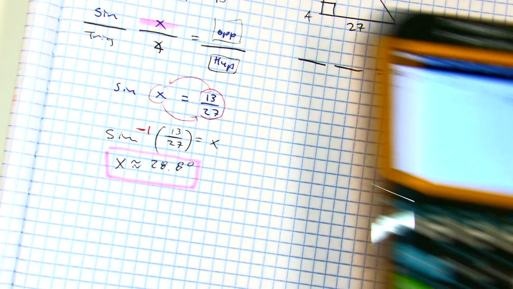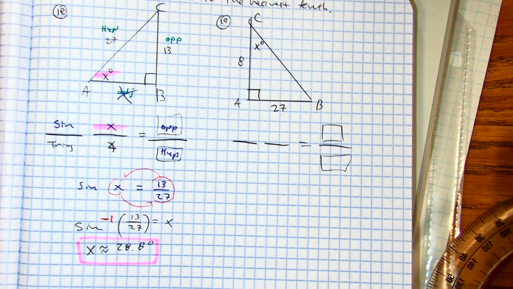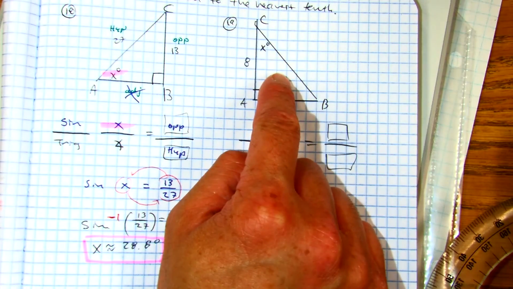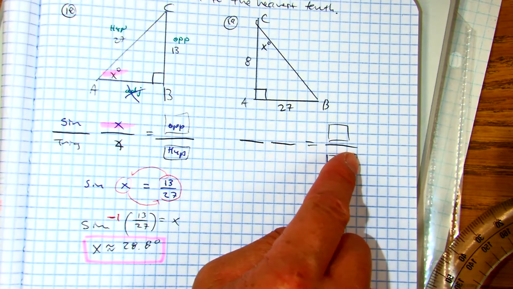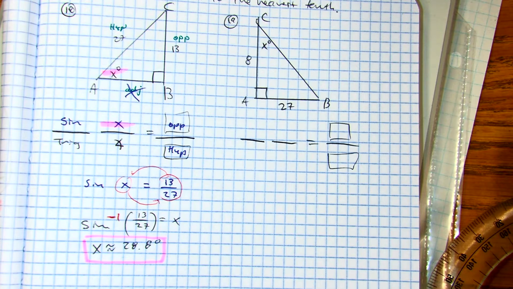Alright, let's do the next one. Partner A, tell partner B how to label this. And then the other person, I want you to fill in your sentence frame. You guys have 30 seconds. Ready, set, go. The bottom one's opposite, the one close to the... I believe it's tangent though.